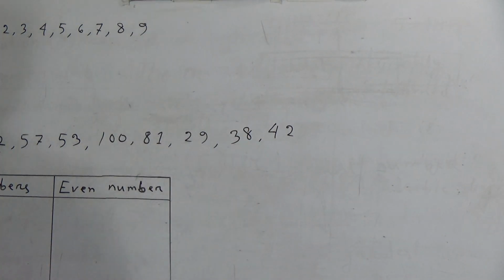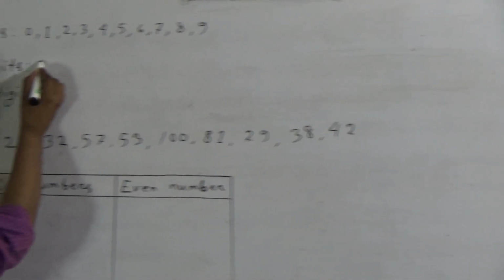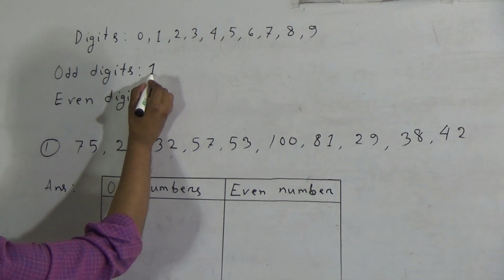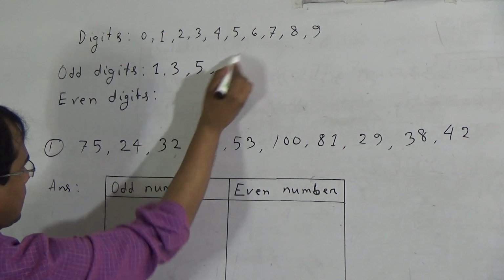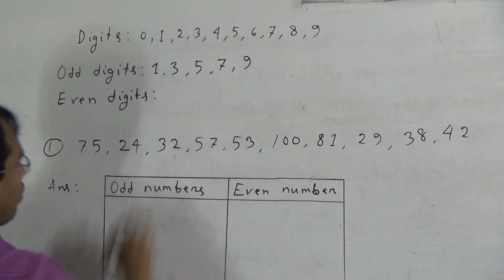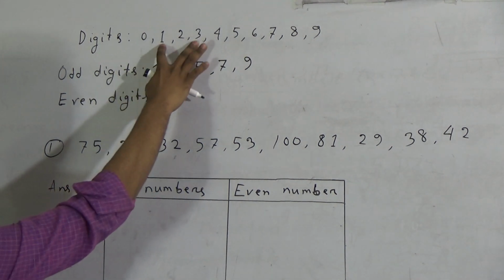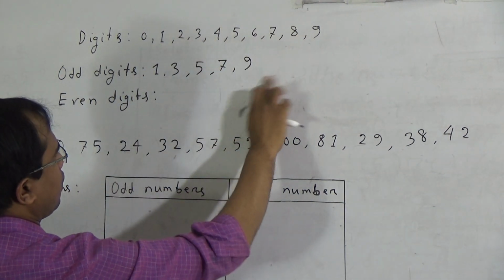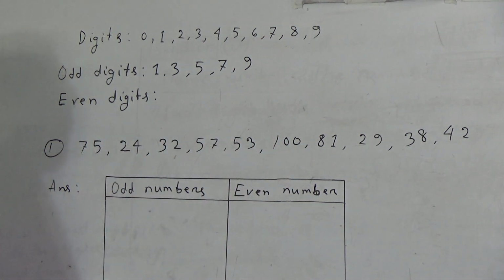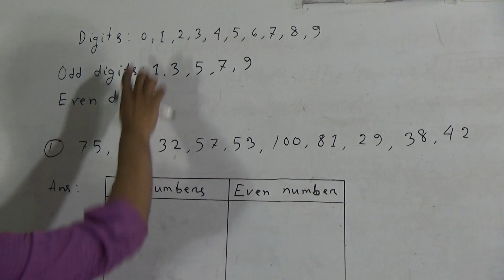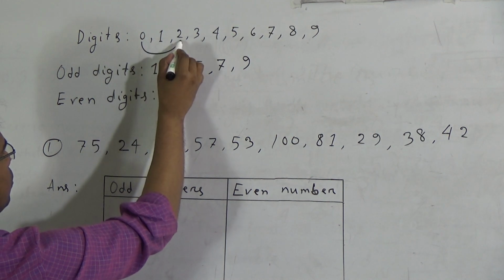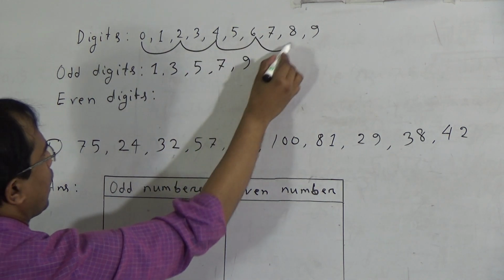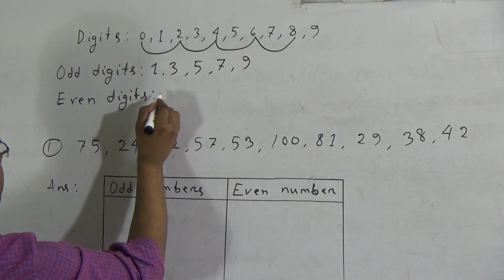Now we will write the odd digits here and even digits here. We cannot divide 1 into two equal parts, so 1 will be an odd digit, and 3 also will be an odd digit, 5 also, 7 also, and 9 also will be an odd digit. Here 1, 3, 5, 7, 9. These digits are odd digits. Now we will write even digits. The remaining digits, that means 0, 2, 4, 6 and 8. These digits are even digits.